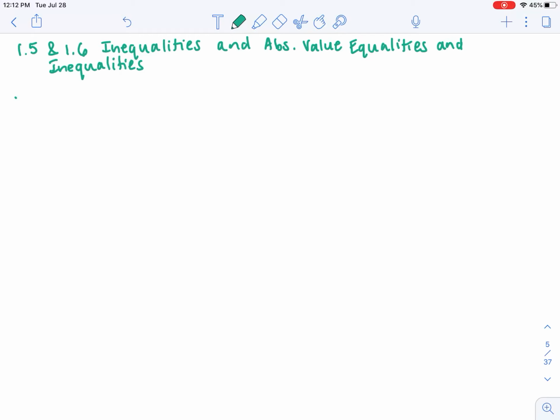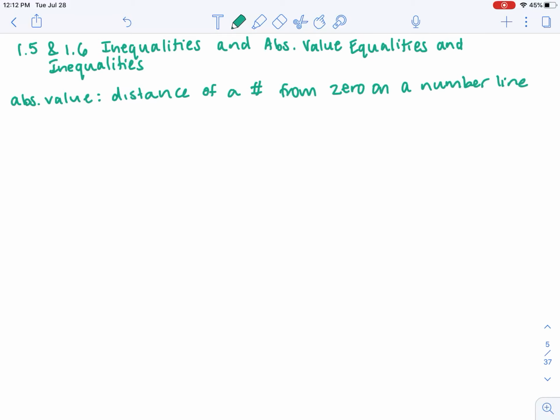So if we think about absolute value as the formal definition being the distance of a number from 0 on a number line. And if we think about the concept of distance, distance is always positive. So when we're thinking about absolute value, just remember that it's always positive because we represent distance, that measurement, with a positive number.